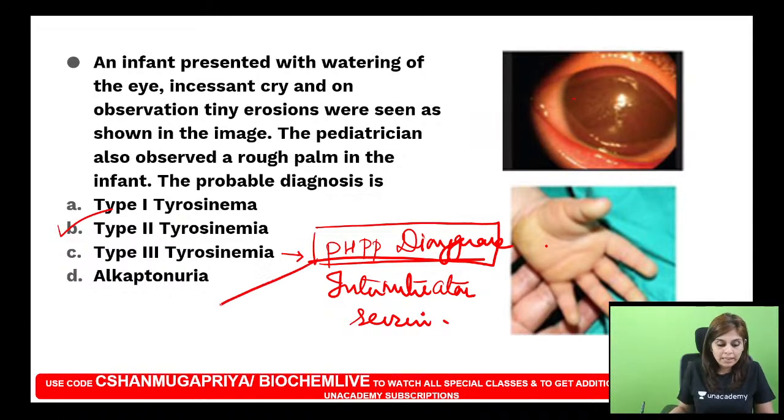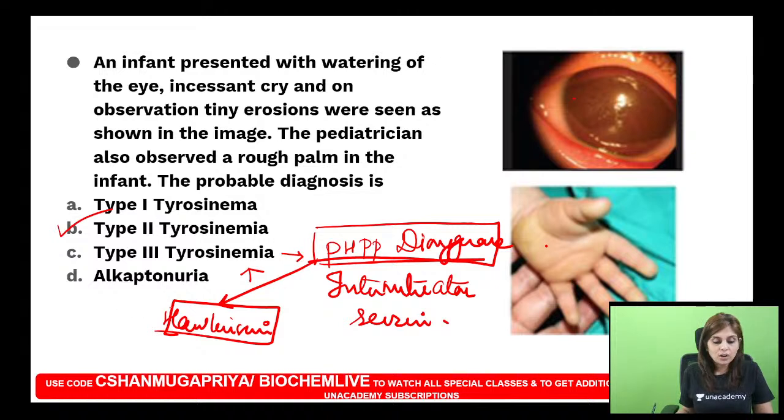Whereas when there is hyperactive para-hydroxyphenyl pyruvate dioxygenase, what will you call it? You will call it Hawkinsinuria. This Hawkinsinuria is characterized by swimming pool odor.